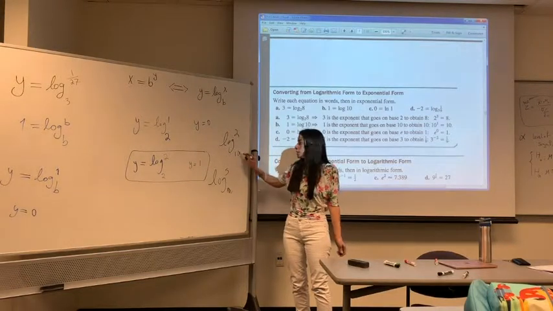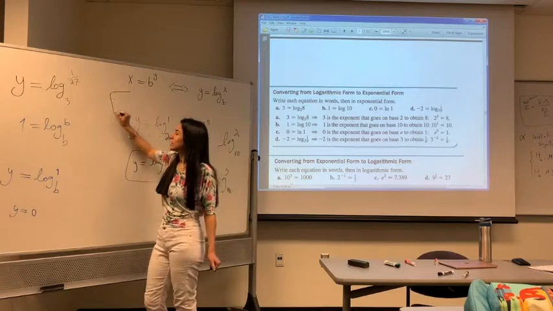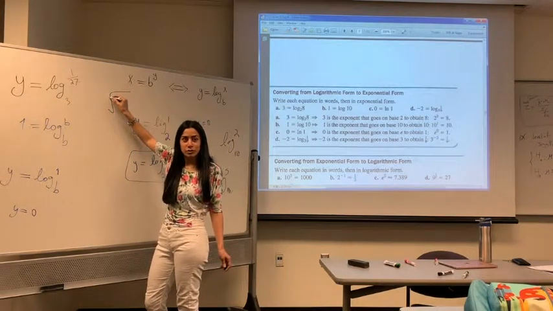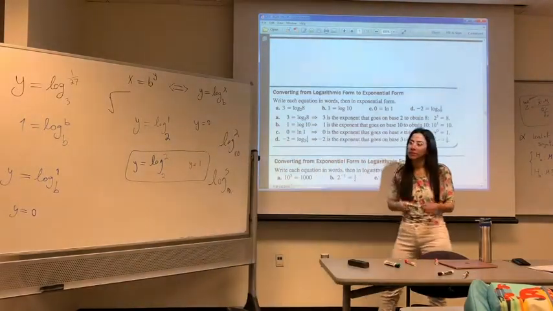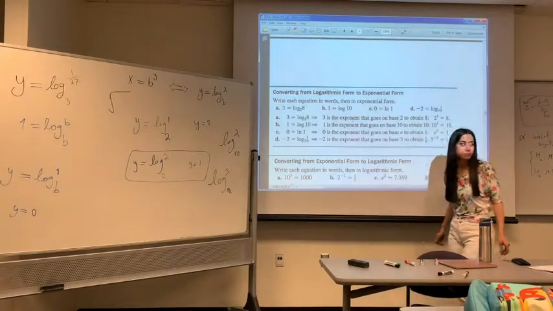So like the radical, do you remember? We said if you don't see any index, index is always equal to 2. So here for logarithm also, if you don't see any base, the base is equal to 10. Okay, 10.